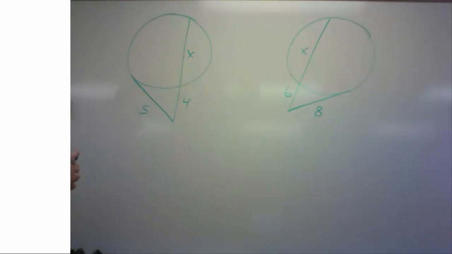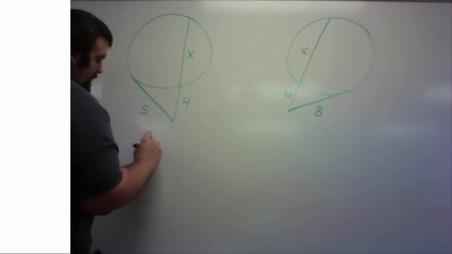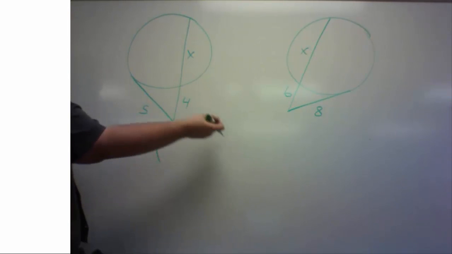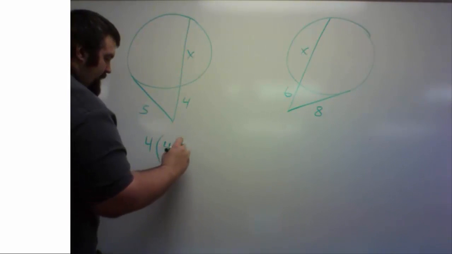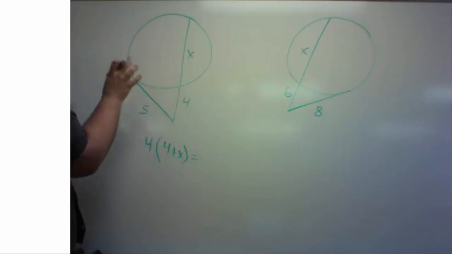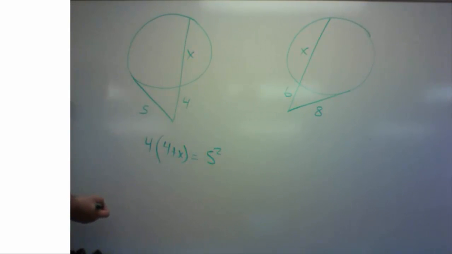Alright, so let's look at this one. So the rule says, if I start with the secant segment, I take the outside part of the secant segment and I multiply by the full length. Well, it's not just 4, it's not just x, it's 4 plus x. That's the full length. And that will equal the tangent segment 5 squared. So 5 squared. Solve for x. That's the setup.